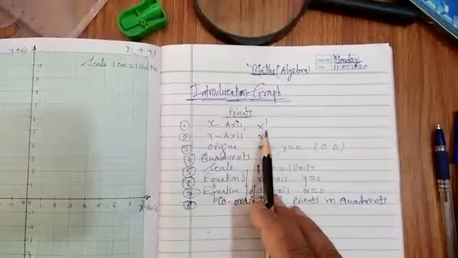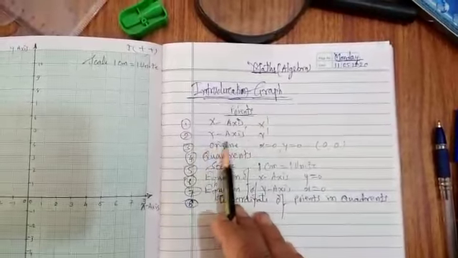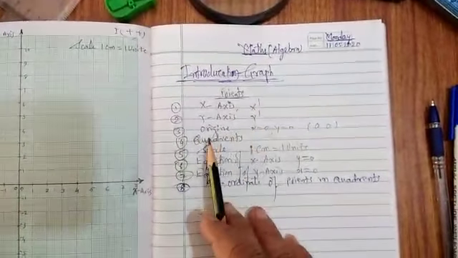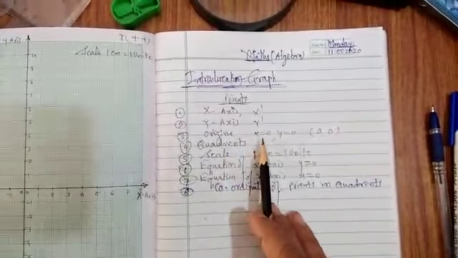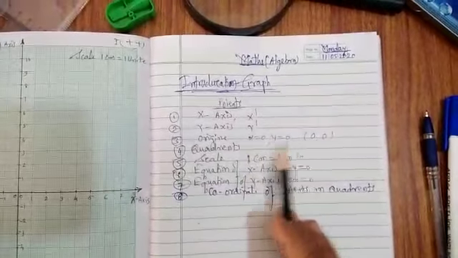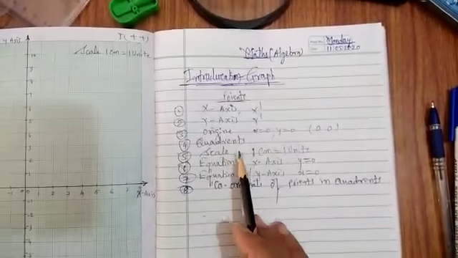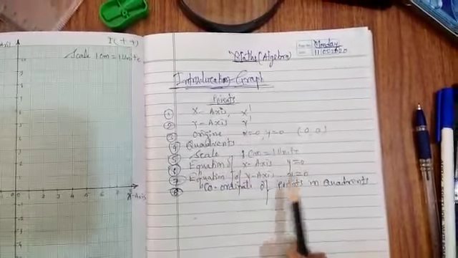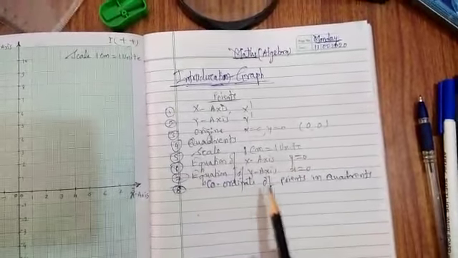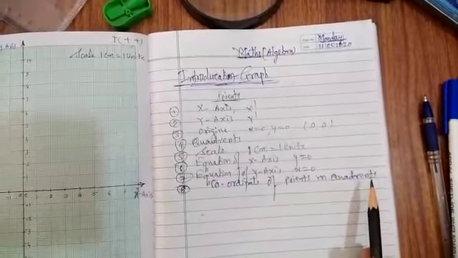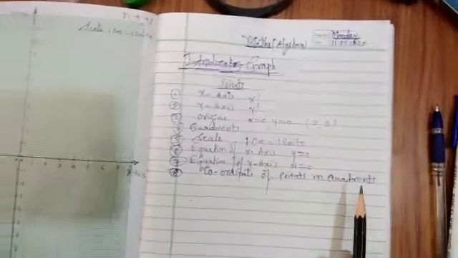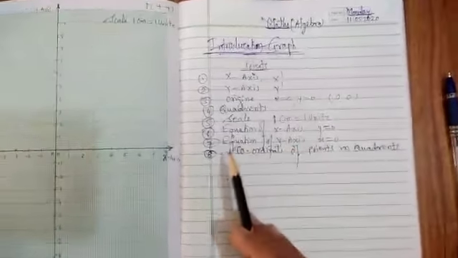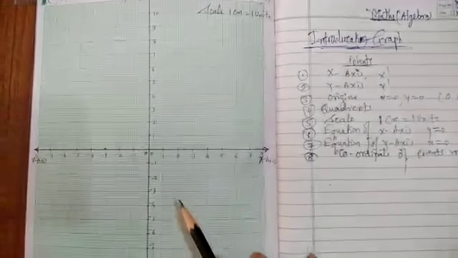X-axis, what is x-axis, x dash, y-axis, y dash axis, origin, that means the value of x and y, quadrants, scale, equation of x-axis and y-axis, and coordinate of the point in a different quadrant 1, 2, 3, 4. Now the construction of the Cartesian frame.